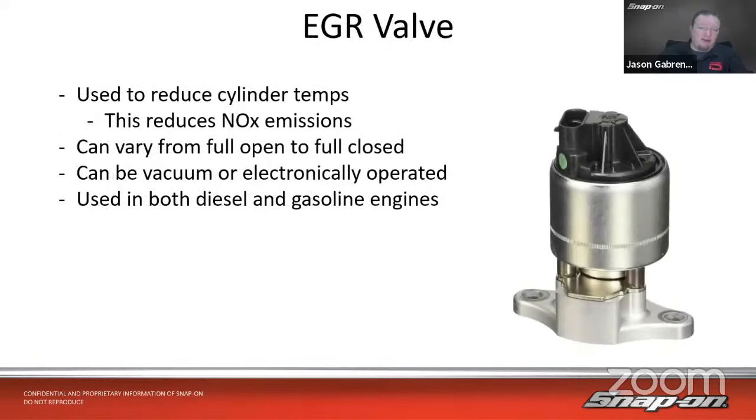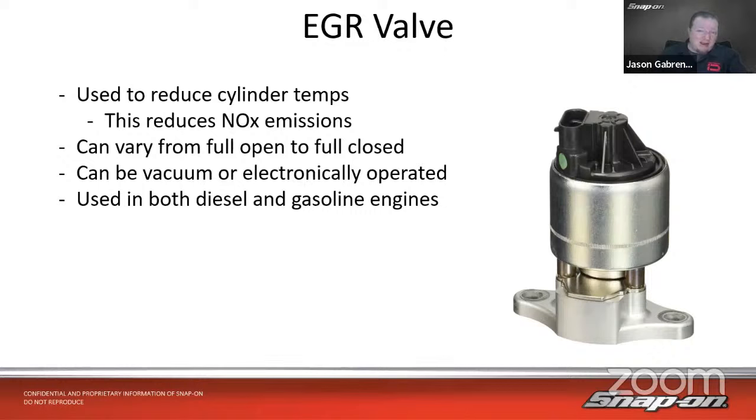So first one's EGR valve, and that's used on both diesel and gasoline engines. I know we talked about it in the diesel emissions class, but it's also used on gasoline engines, of course, as well. It's used to reduce cylinder temperatures. So that reduces NOx emissions. So what it does is it takes some of the exhaust gas off and pumps it back into the intake on the engine, and being an inert gas, it'll help us reduce those cylinder temps, which once again reduces the oxides of nitrogen from forming, which reduces emissions.